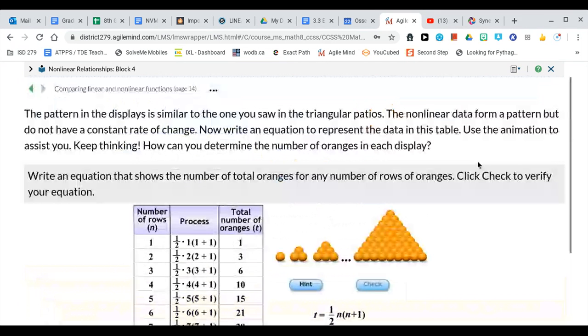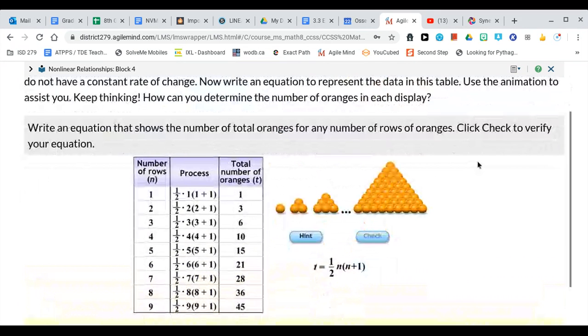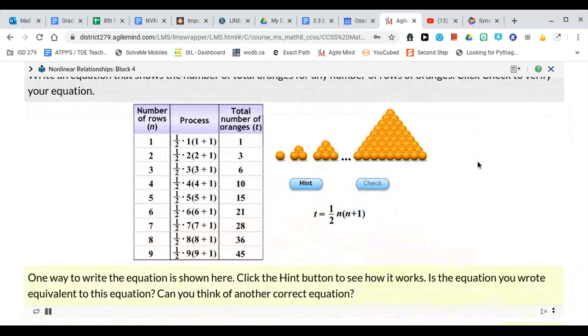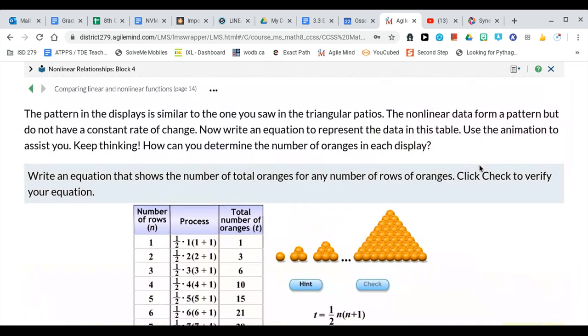All right, that is nonlinear relationships block 4. Remember, you need to also do the reinforced questions at the end.